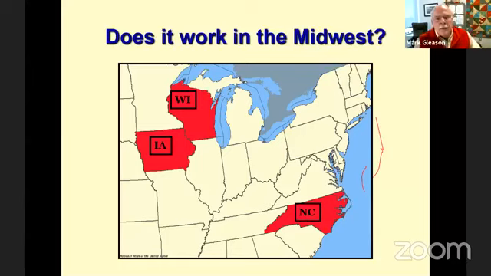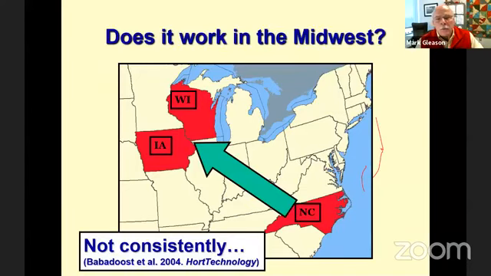And we tried this. We tried to take the North Carolina state warning system and move it about 1,200, 1,400 kilometers away to the upper Midwest US. And we found out that it works sometimes, but when we got into commercial orchards of actual growers rather than university orchards, we found that it did not work consistently. And that's a very important criterion for a warning system. It has to work very consistently. And we published that work some years ago.